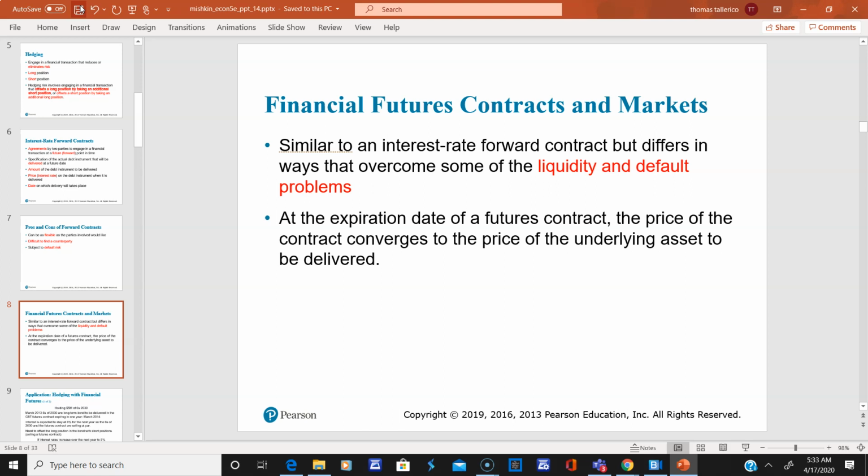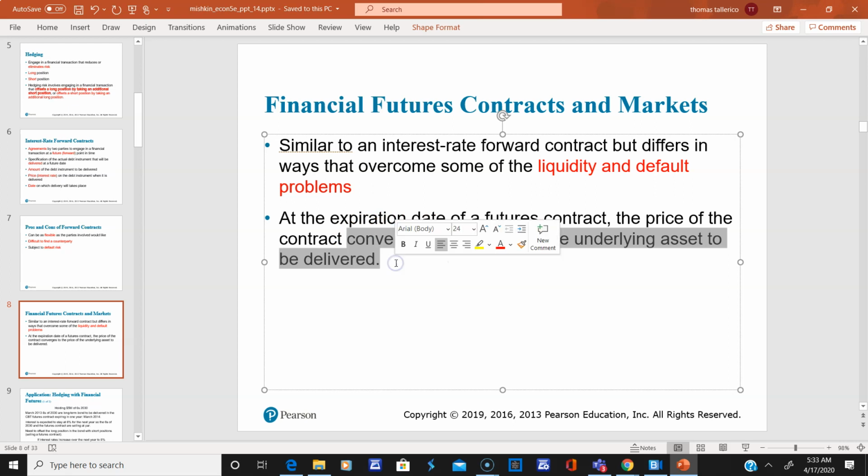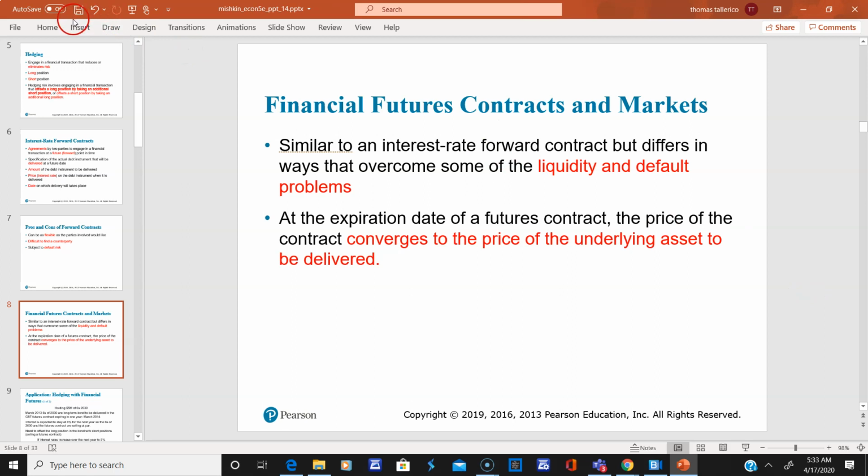So as the futures contract, now we're talking about exchange traded, gets close to the expiration date, the price of the contract is going to converge, right? So this converges to the price of the underlying asset to be delivered. So this is an important statement here, if I can get it to highlight. So it converges to the price. So now we're talking about the exchange traded financial futures here, right? You'll get a convergence.